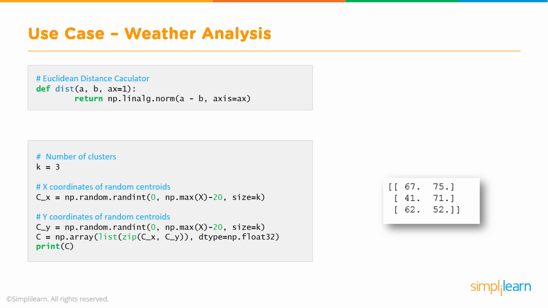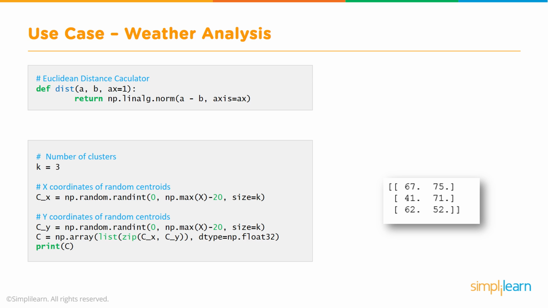And then finally we create our centroids. We do that by combining the x and the y, and that's where this np.array(list(zip(C_x, C_y))) comes in. It combines each of the x's and the y's and pairs them together. And then you have your dtype equals np.float32.